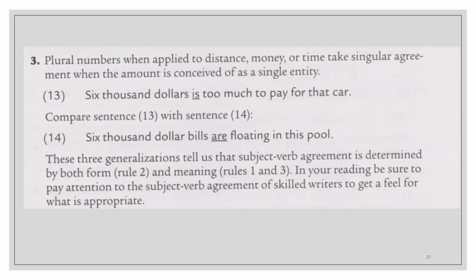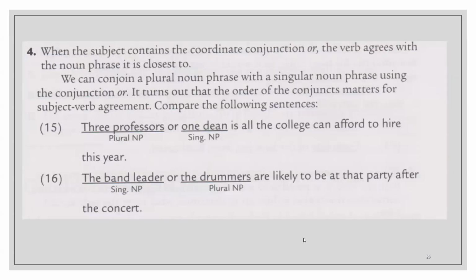And number 3, plural numbers. Again, this is the same thing. Plural numbers for time, money, distance, and you can have singular or plural verbs.